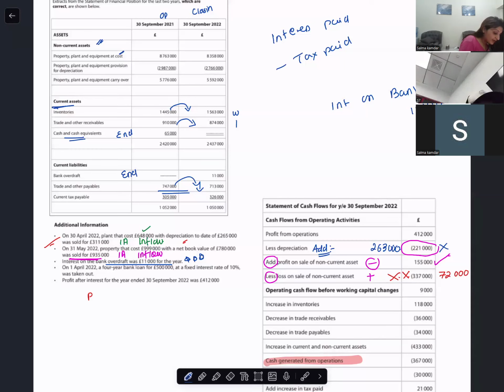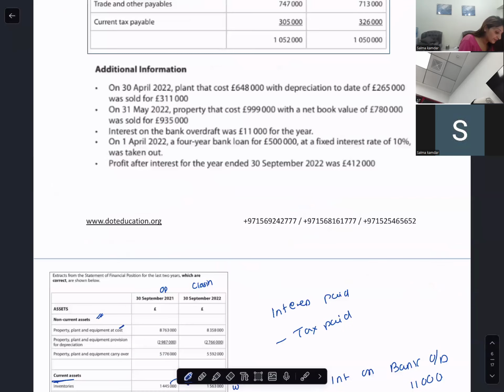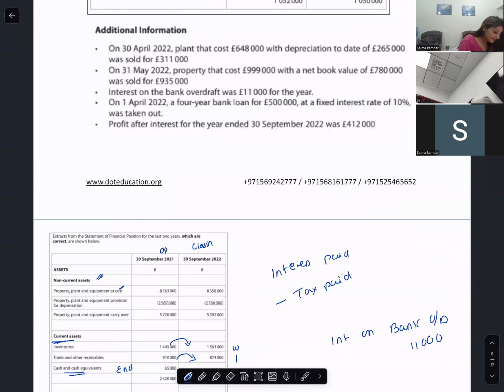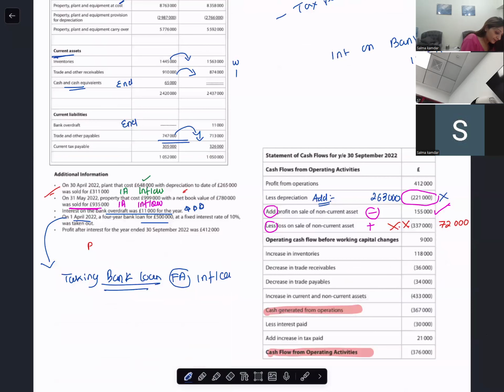Okay. On 1st April 2022, a 4-year bank loan was taken. Taking bank loan is what activity? Investing. I mean, no. It comes below working capital. Bank loan is which activity? Operating activity, investing activity, or financing activity? Financing activity. So bank loan, financing activity, I have taken in the current year. I have a bank loan of 500,000. This is inflow. It has 10% interest.